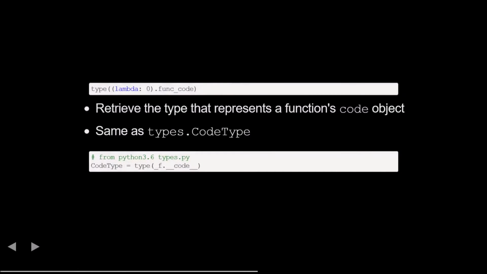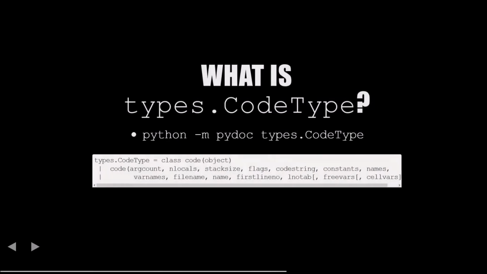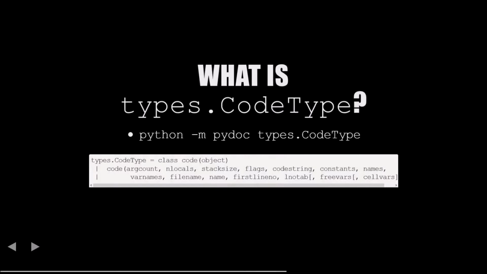The next thing we'll look at is type of lambda0.funcCode. This is a nifty way to retrieve the type of the function's code object. It is in fact the same as types.CodeType. I'm using Python 3 and the answer was given for Python 2, so the standard lib definition of CodeType uses double underscore code instead of funcCode. And in fact, if you're using Python 2.7, you can also use double underscore code. If we look at code type using PyDuck, we'll see that it takes a ton of arguments. I won't really explain all of these since there's kind of a lot, and we really only care about a few of them.